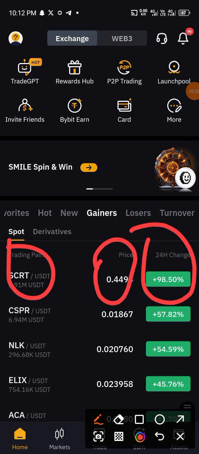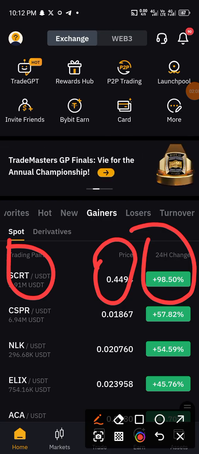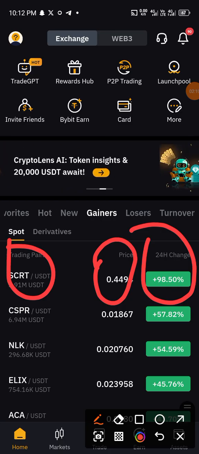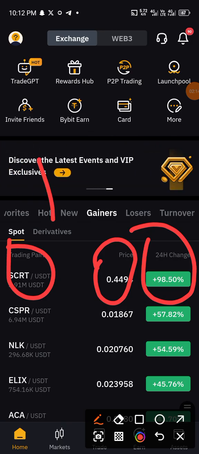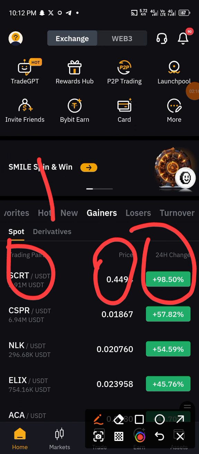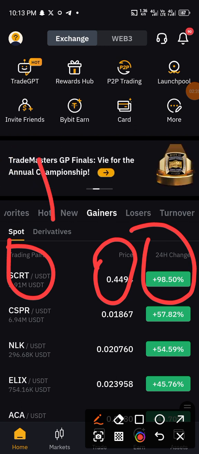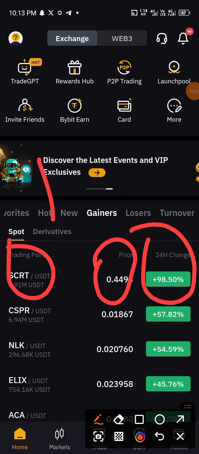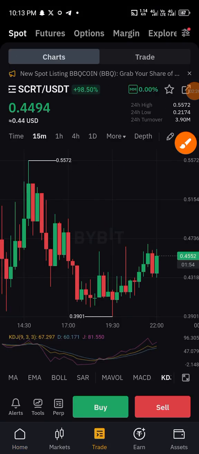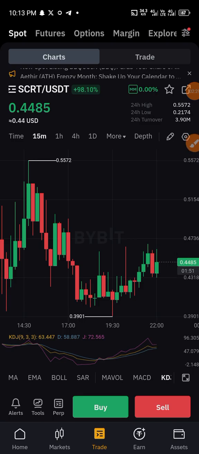Okay, but let's see, can we still make something from it? And how can we make something from it? And when is the right time for you to dive in? So pay attention carefully so that we can look into this and see how we can make profit from it. Okay, let's click on this. If you click on this, you will see how it has been doing.